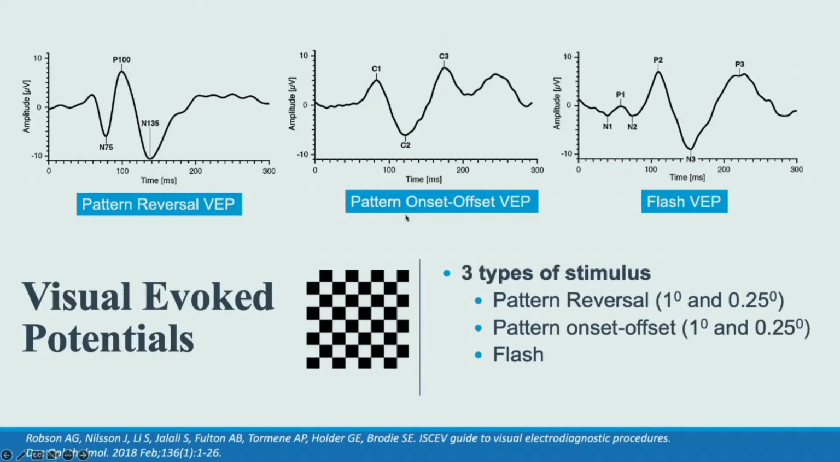There is another one called the pattern onset offset VEP. This is mainly used when you want to test patients who do not have a stable fixation. For somebody who might be malingering, you test with a pattern onset offset so that he doesn't know when the pattern is coming on or off, and you can record the signals accordingly. Also in some patients with nystagmus, this might be helpful.